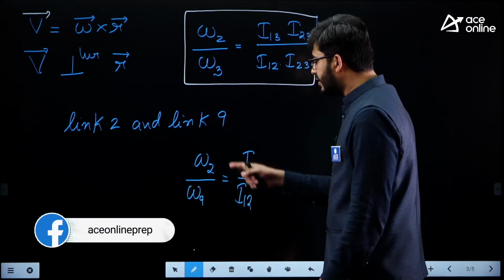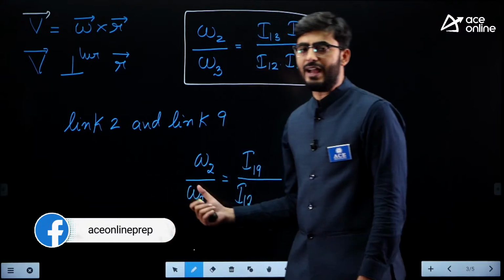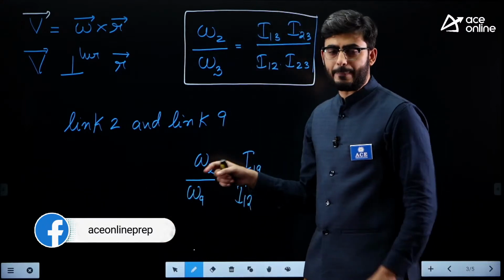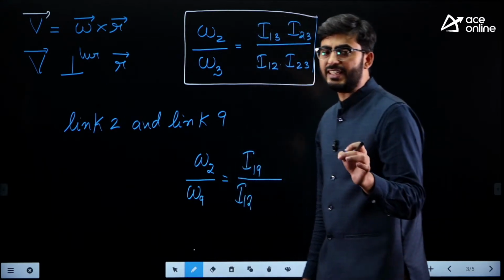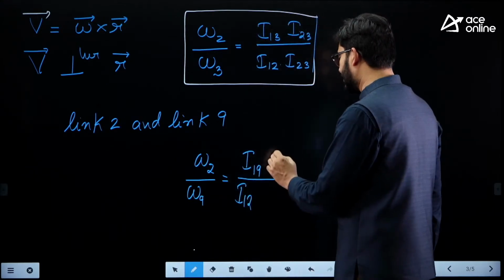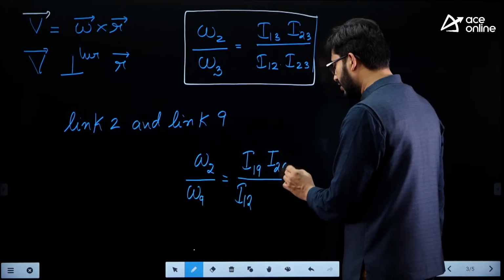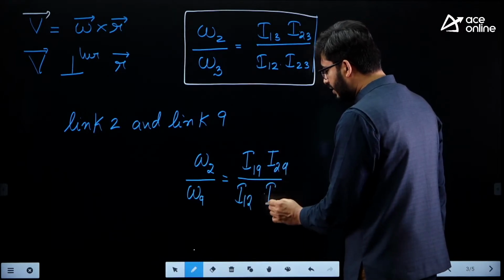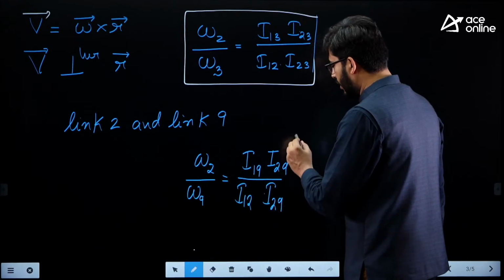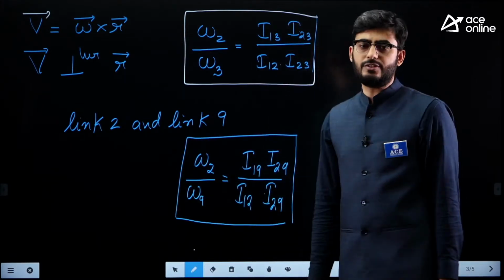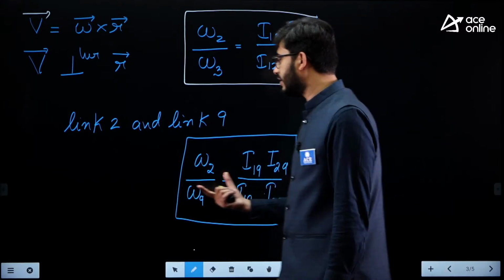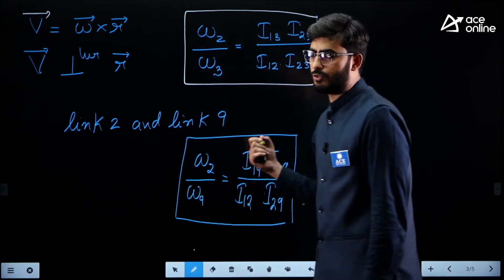Now these links 2 and 9 will be having some velocity. There will be a point where these two intersect, and at that point we will mark the relative I center, that is I29. This will be I29, and on this side also we will write I29. Very easy for us to write this logic, guys. Please do remember this. If you are thorough with this logic, then it becomes very easy for us to solve.